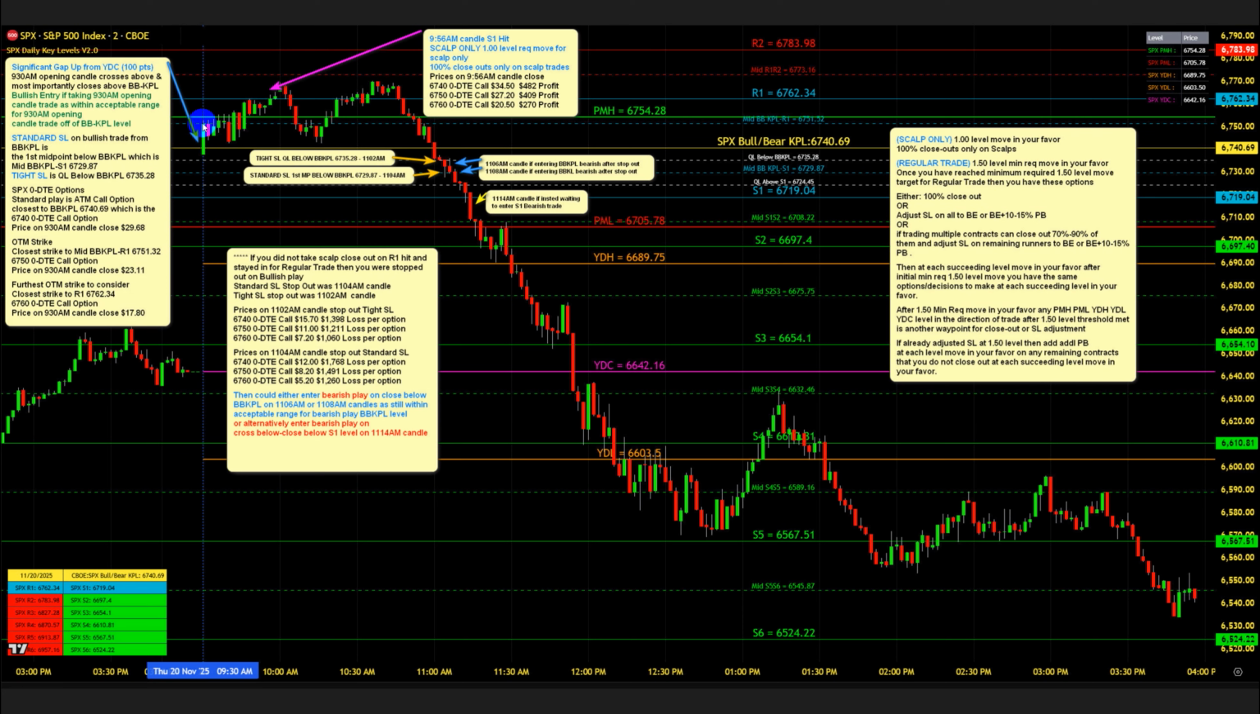The second most important aspect of it is, is it within the acceptable range for a trade off of the particular level? In this case, the bull bear key price level, and in this case, this candle is within the acceptable range. What do I mean by acceptable range? There is an acceptable range and unacceptable range.